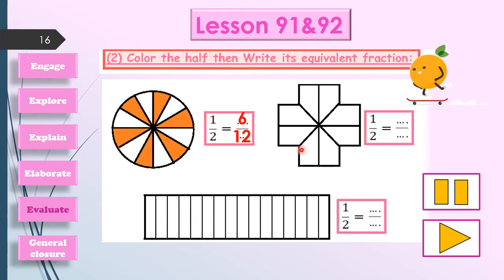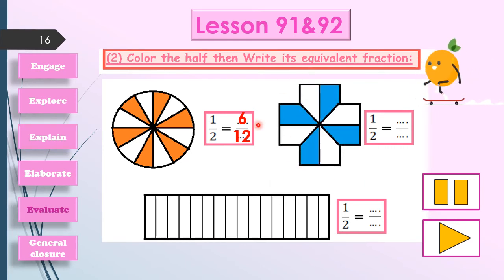Okay, according to your understanding, if I want to color half of this shape like this, then how many all parts? 1, 2, 3, 4, 5, 6, 7, 8. We have 8 all parts in denominator. And how many colored parts? Yes, 4 parts. Then half equals 4/8.